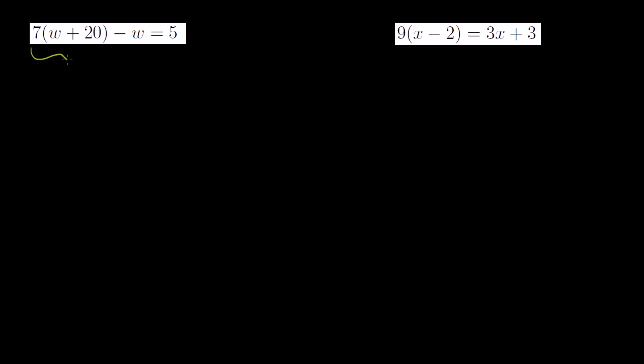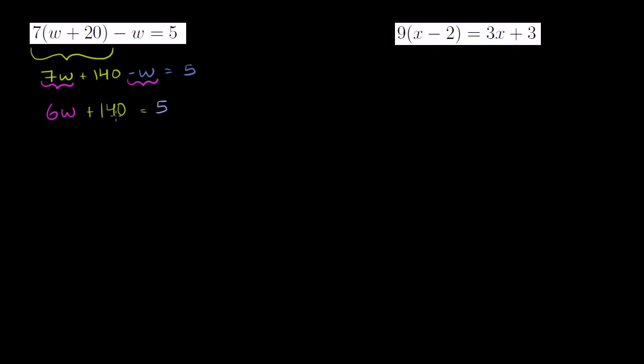So this 7 times w plus 20, I can rewrite as 7w plus 7 times 20. Remember, distributive property. So plus 140. And then we have this minus w is equal to 5. I just rewrote this part right here. I just distributed the 7. And now, just like I talked about, we can merge. We can take 7w, and from that we can subtract a w. So if you take those two terms, you get 6w. If I have 7 of something and I take away 1 of that something, I have 6 of that something. So I have 6w plus 140 is equal to 5.